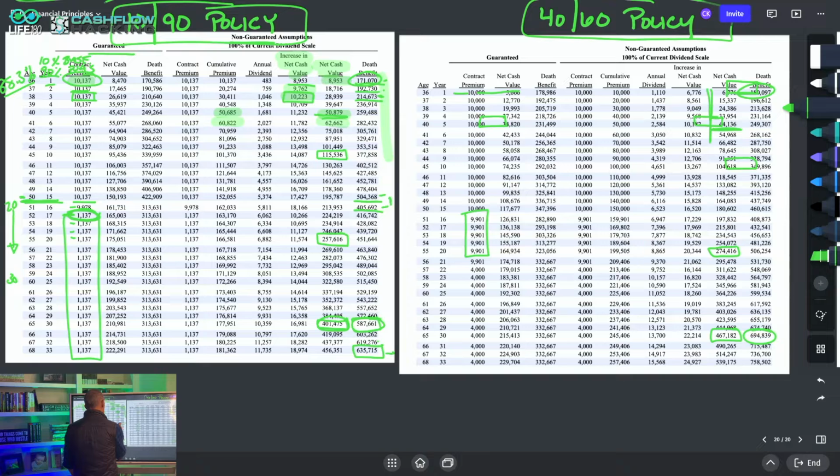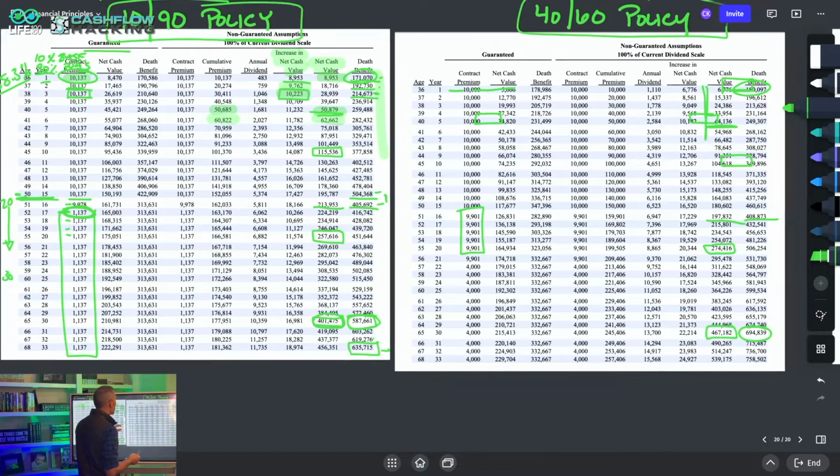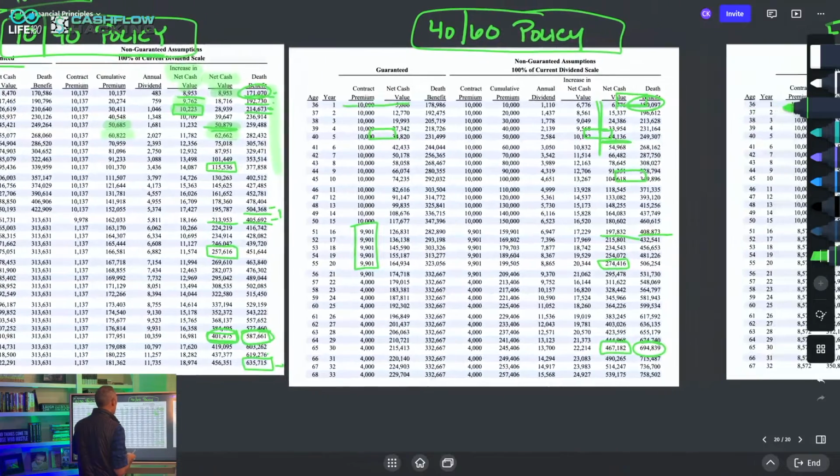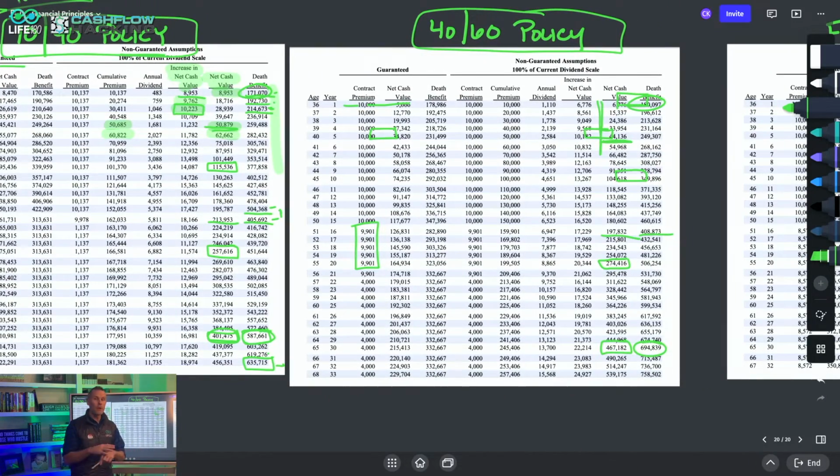If you're looking at year 16 and beyond, when the term rider falls off, that's when this policy actually starts to perform better, right? That's when the 40/60 will perform better. During the term rider, the 1090 policy is going to perform better, so you just need to know that.